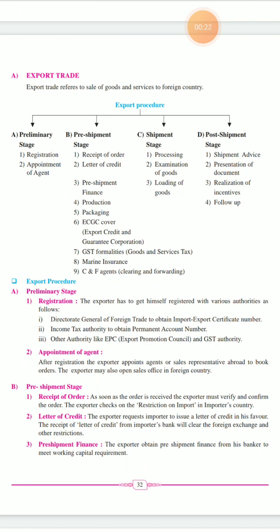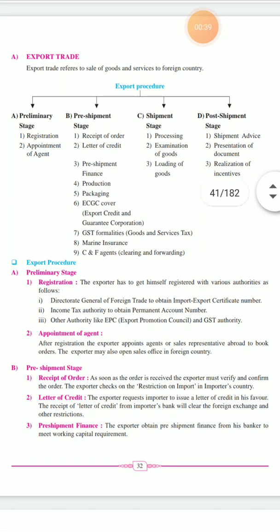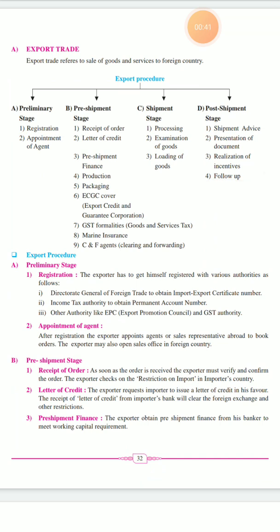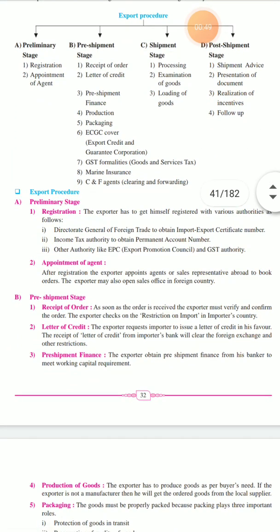Okay, whenever we export anything, there is a procedure for it. That procedure is, first, before you ship, before you send your cargo through a ship, there is a preliminary stage wherein you register and appoint an agent. An agent where? In the other country you have to appoint one agent so that he makes the necessary arrangements for your shipment. Okay, then the pre-shipment stage.